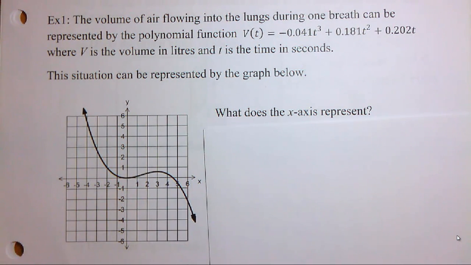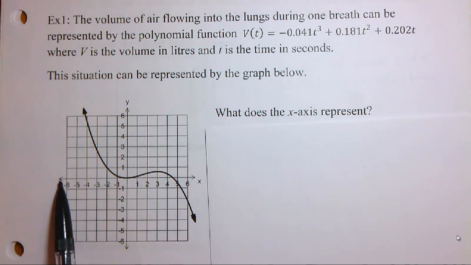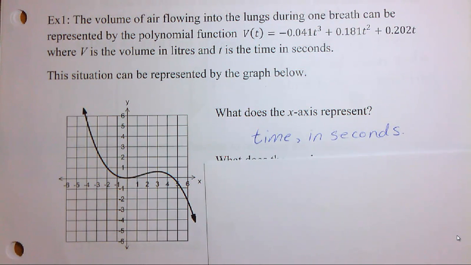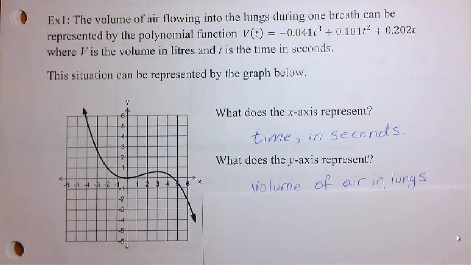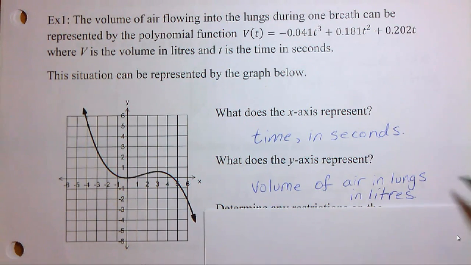So we want to look at what the x represents. So the x-axis along here, what does it represent? Well, it represents time in seconds as we breathe in and breathe out. And then the y-axis represents the volume of air in the lungs. All right, so that's going up and down.